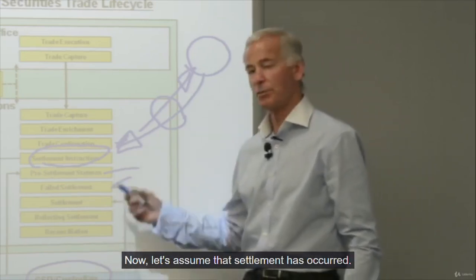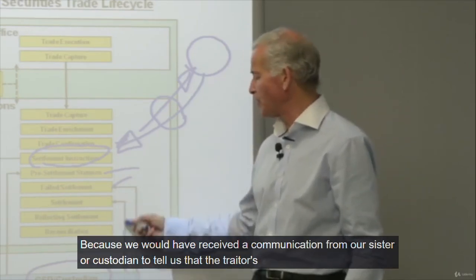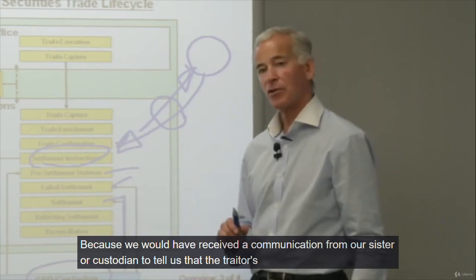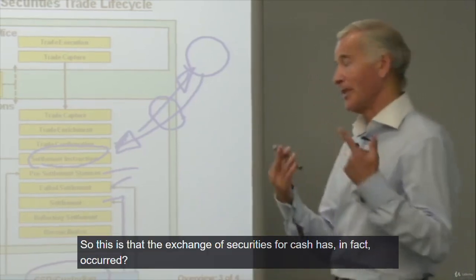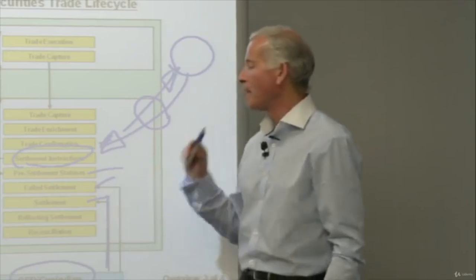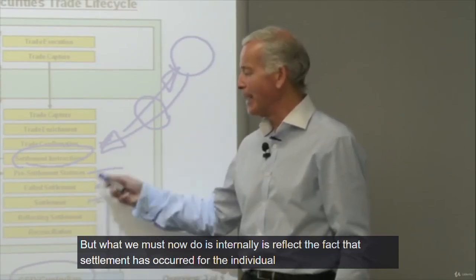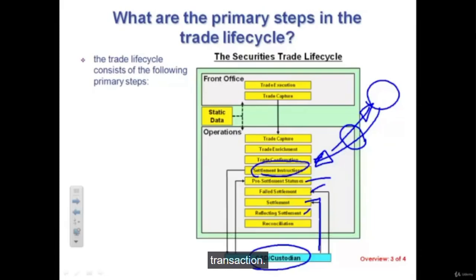Now let's assume that settlement has occurred. How do we know it's occurred? Because we would have received a communication from our CSD or custodian to tell us that the trade has actually settled. So this is that the exchange of securities for cash has in fact occurred. That's fine, that's exactly what we wanted, but what we must now do is internally reflect the fact that settlement has occurred for the individual transaction.